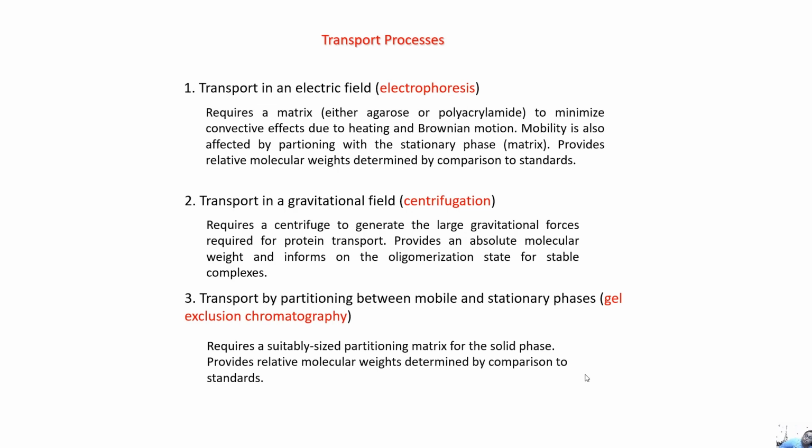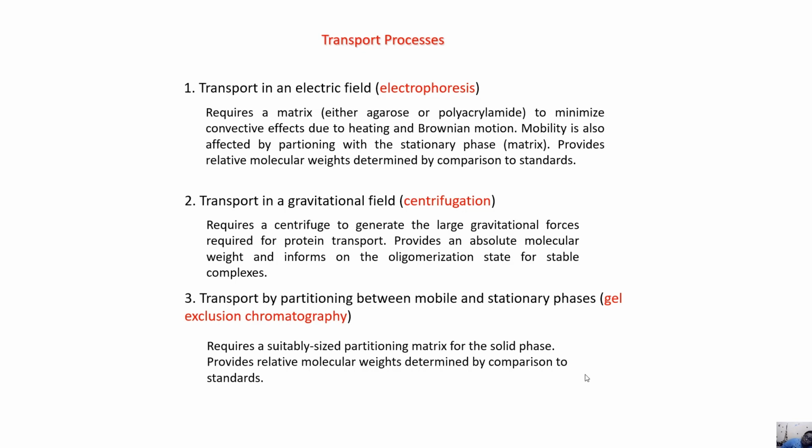So if we think about transportation in an electric field, then we have to talk about electrophoresis, because it requires a matrix, either agarose or polyacrylamide, to minimize convective effects due to heating and Brownian motion, and mobility is also affected by partitioning within the stationary phase. It provides molecular weights determined by comparison to standards.